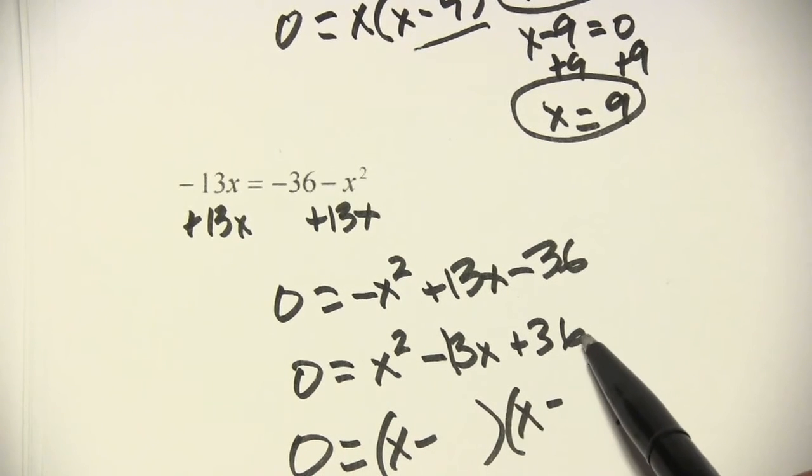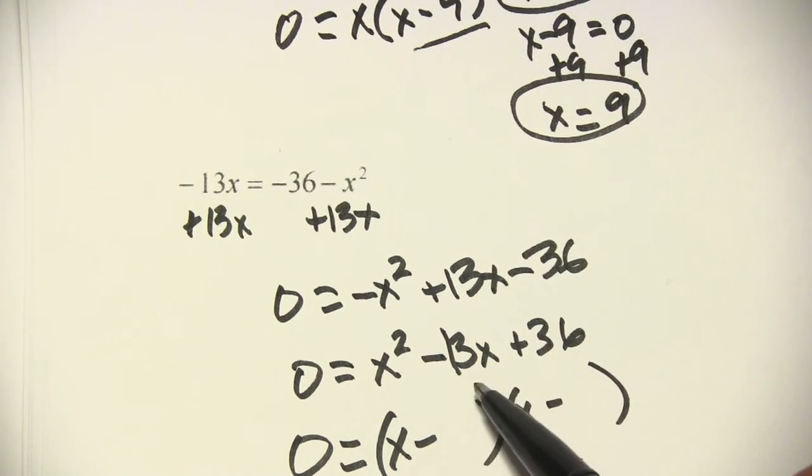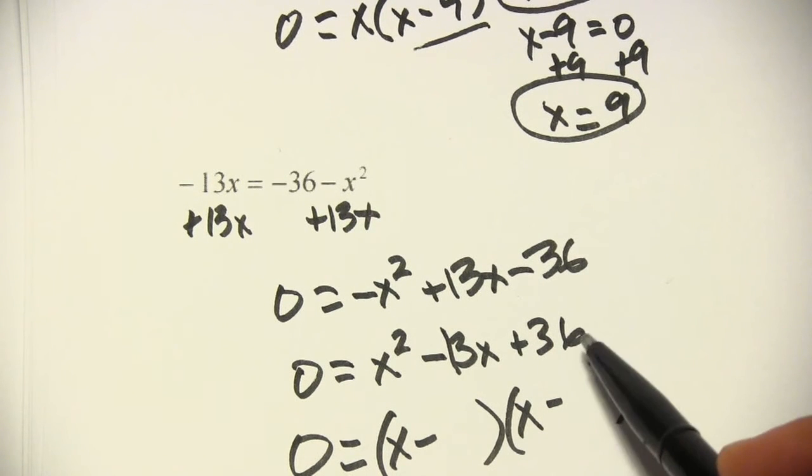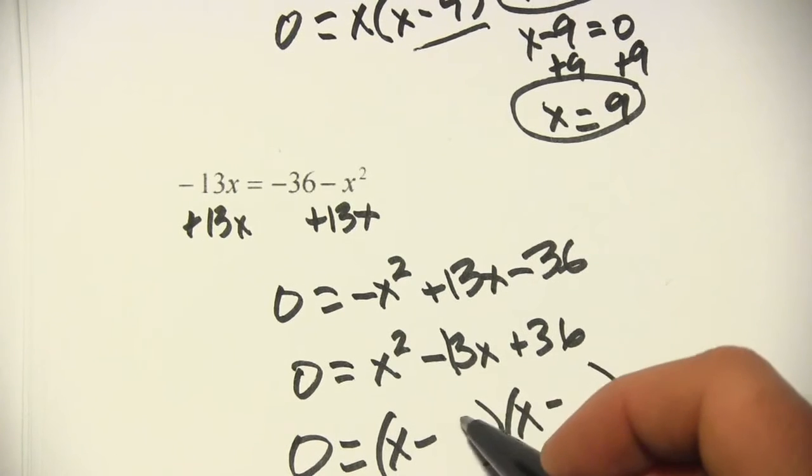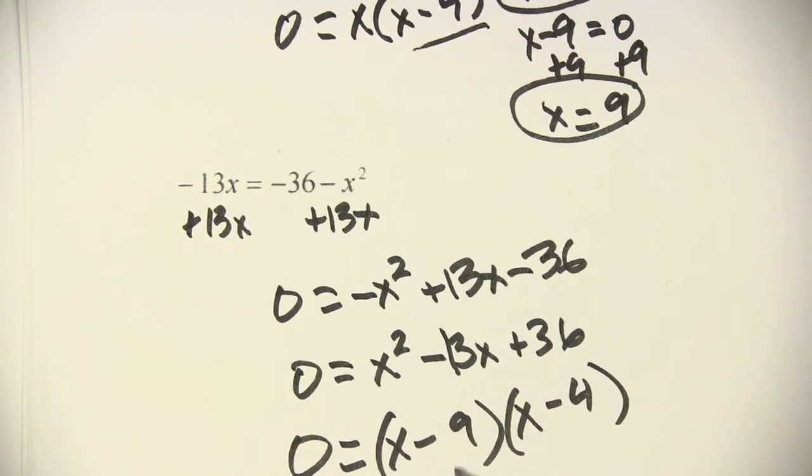Now we need to think of some factors of 36 that would end up with 13 if you put them together. Let's see. Well, 9 times 4. So if I had a negative 9 and a negative 4, let's see if that works. Negative 9 times negative 4 is a positive 36. Negative 9 minus 4 is negative 13. So yeah, that checks out. Those are our two factors.